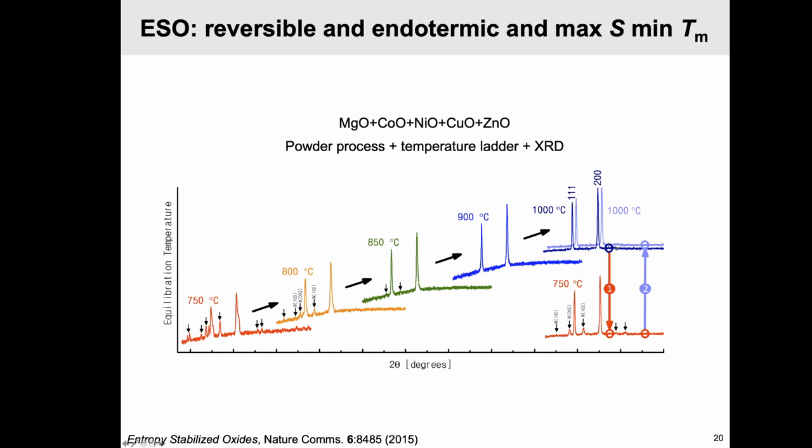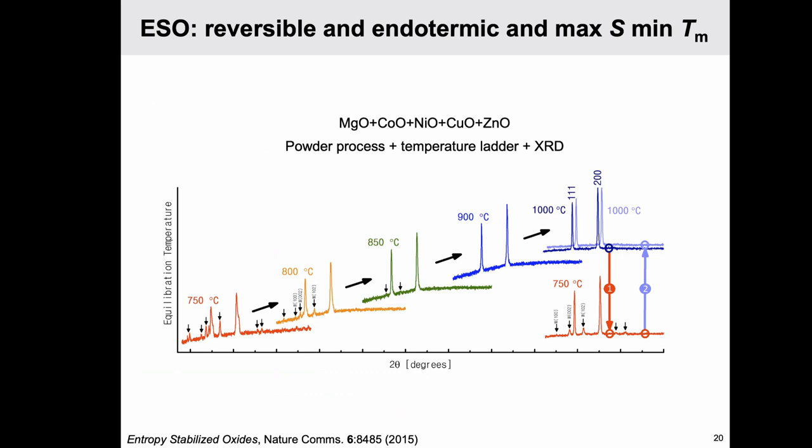Is it entropy driven? Well, it depends. Remember that when you melt ice, you go from ice to water, and then you can go back by reducing the temperature. So an entropy driven transition needs to be reversible. Look here. If you go to 1000 Celsius, this thing is a mixture. But if you go back to 750, they separate. They become again the original powders, the original binary oxides. And if you increase the temperature again, they transform back into the high entropy solid solution phase.